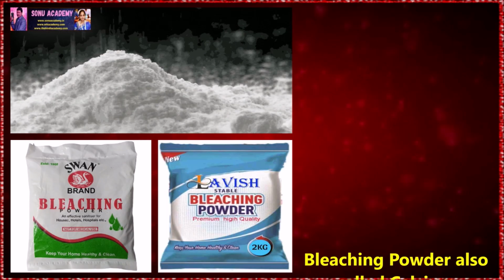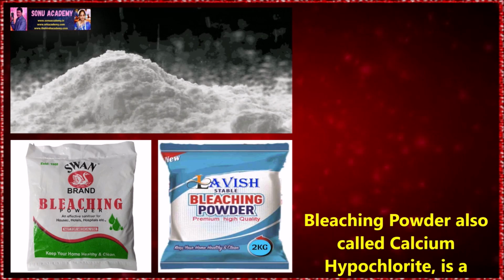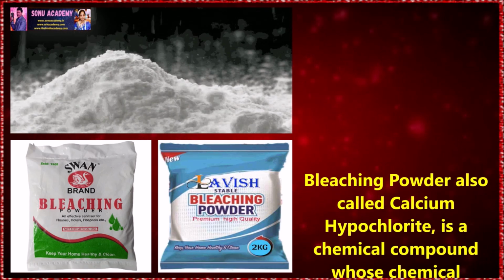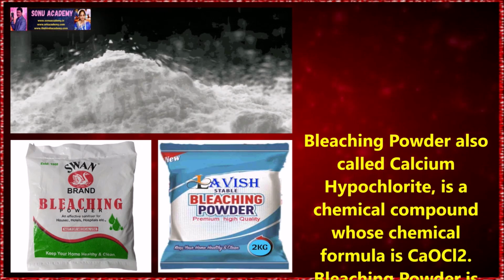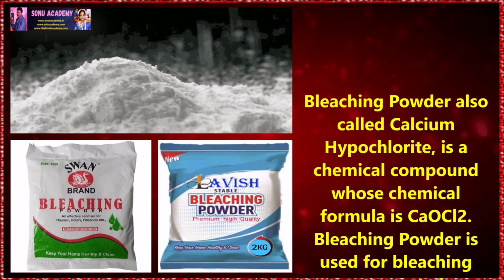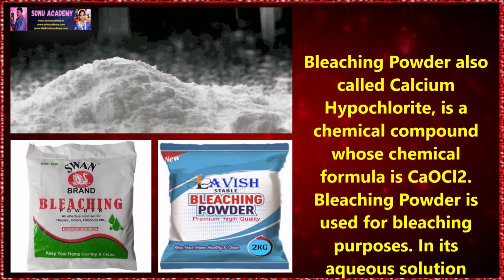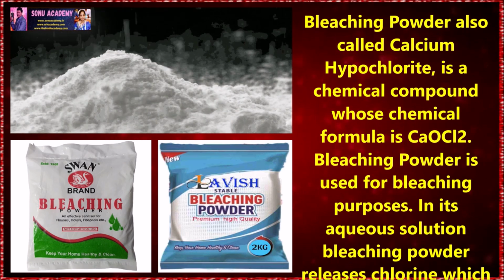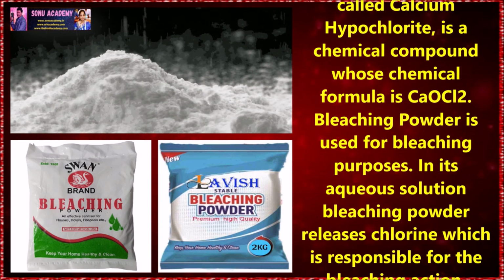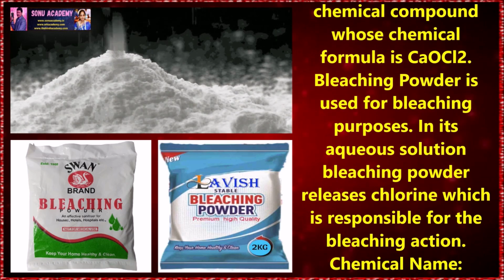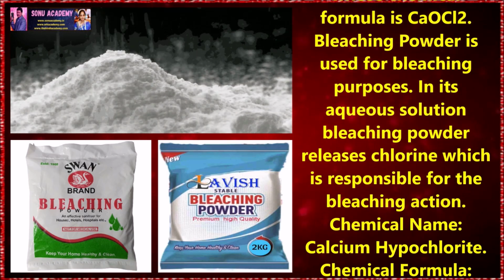Children, now let us discuss bleaching powder. Bleaching powder, also called calcium hypochlorite, is a chemical compound whose chemical formula is CaOCl2. Bleaching powder is used for bleaching purposes in its aqueous solution. Bleaching powder releases chlorine, which is responsible for bleaching action.